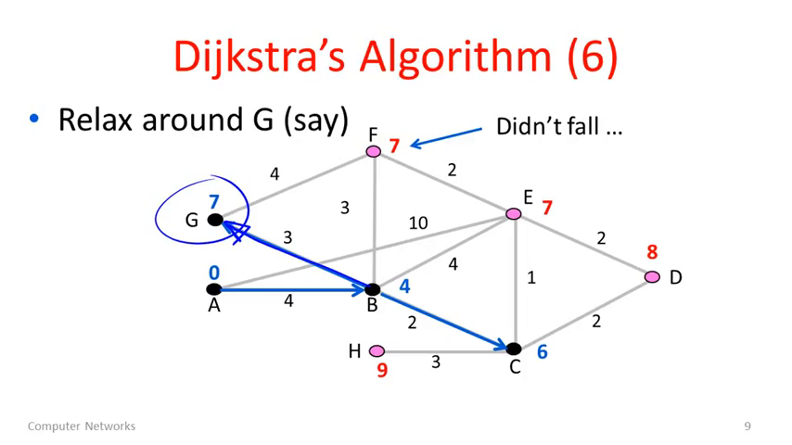Let's do the relaxation from G. G has one other neighbor. That other neighbor we can reach at a link at cost 4.